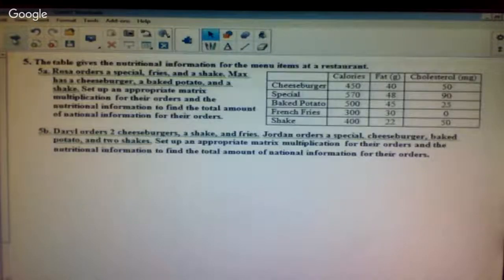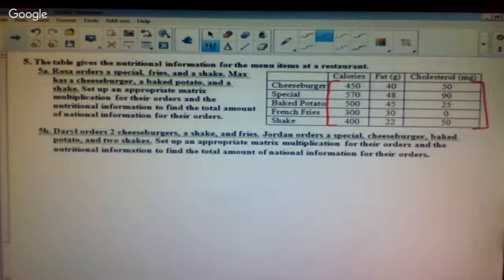Last one. The tables give you nutritional information for the menu items at a restaurant. So again, this is going to be one of your matrices. It always ends up that way. You just need to figure out which one it needs to be. So Rosa is ordering a special, fries, and a shake. Max has a cheeseburger, a baked potato, and a shake.